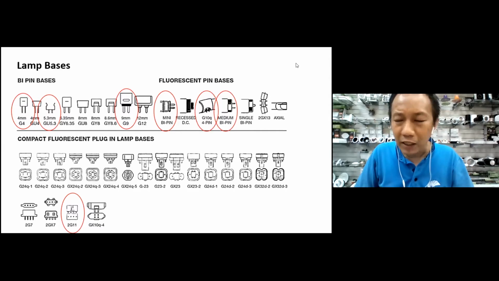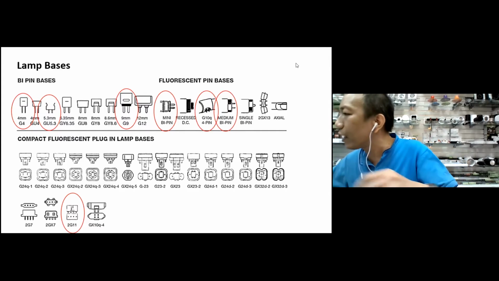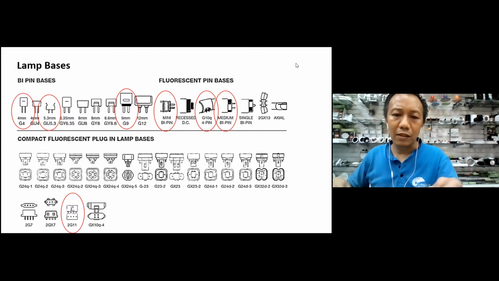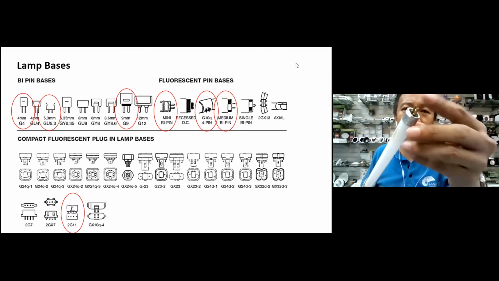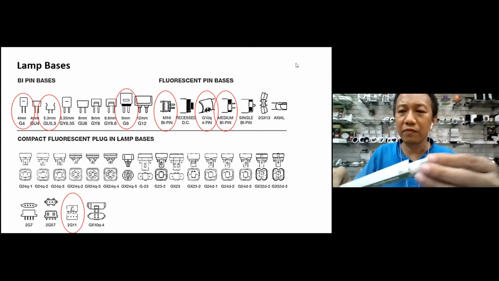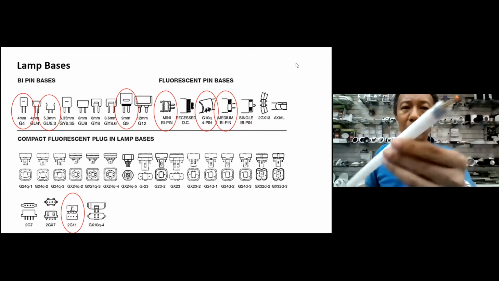Mini bipin, usually found in T4 or T5. This is an old fluorescent T5. I took this out of the chest.